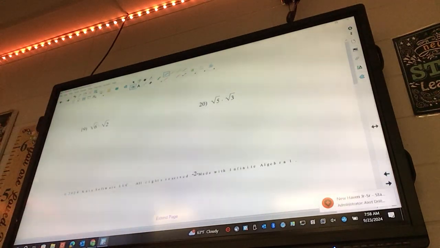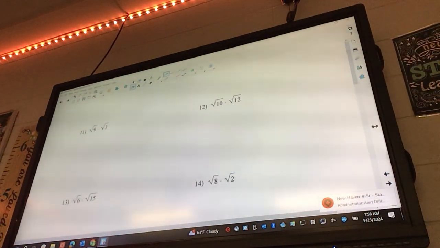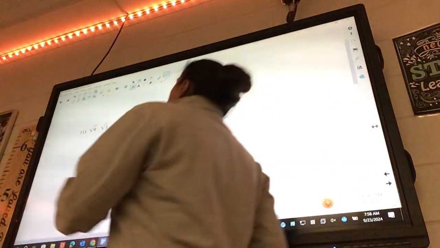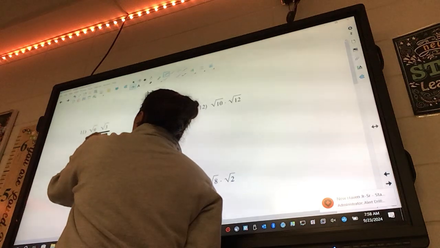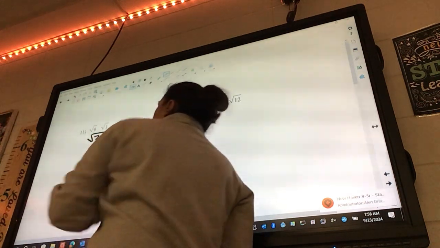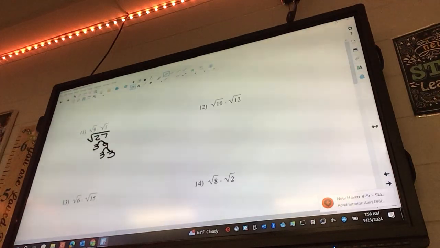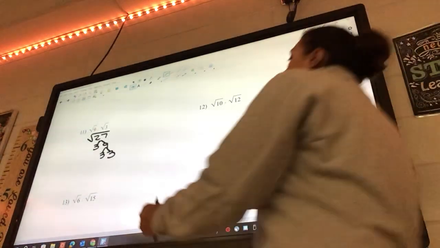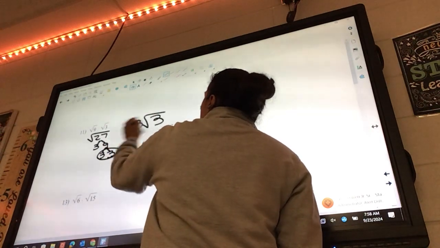Okay, number 11. Are the indexes the same? Yeah, so 9 times 3 is going to be 27. And then you got 3, 9, 3, 3. Okay, so a group of 3s can go. Who can't go? A 3. So it's going to look like 3 square root 3.